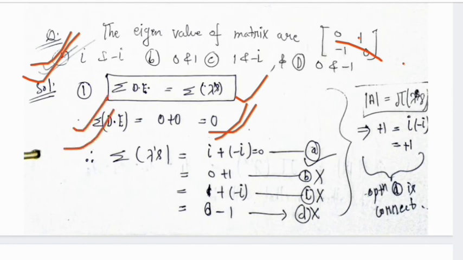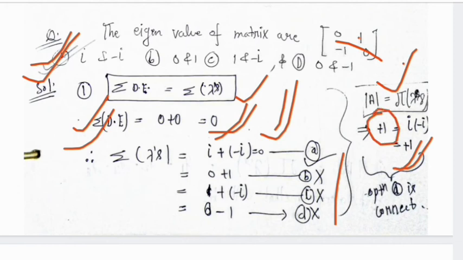So when we put in the values, we get 0 in the case of option A, but in the other cases we don't find the answer. Also, the determinant is equal to the product of the eigenvalues, and when we find the determinant here, we get plus 1. After putting in the lambdas i and minus i, we also get plus 1. So option A is the correct answer. Now come to the next question.